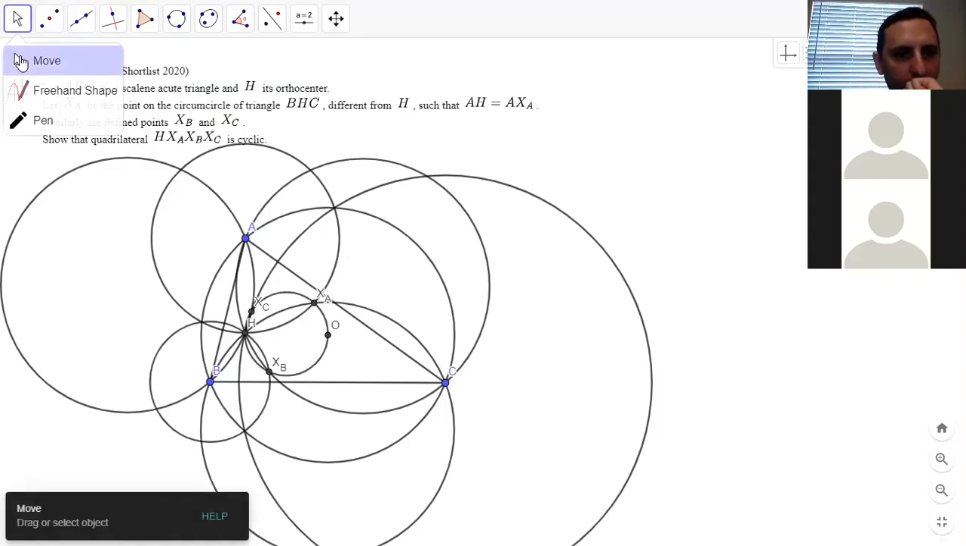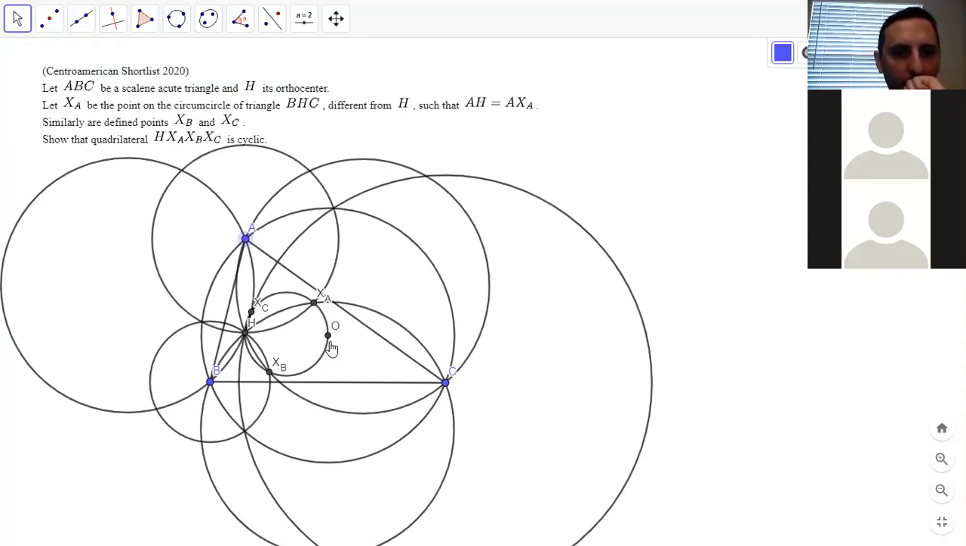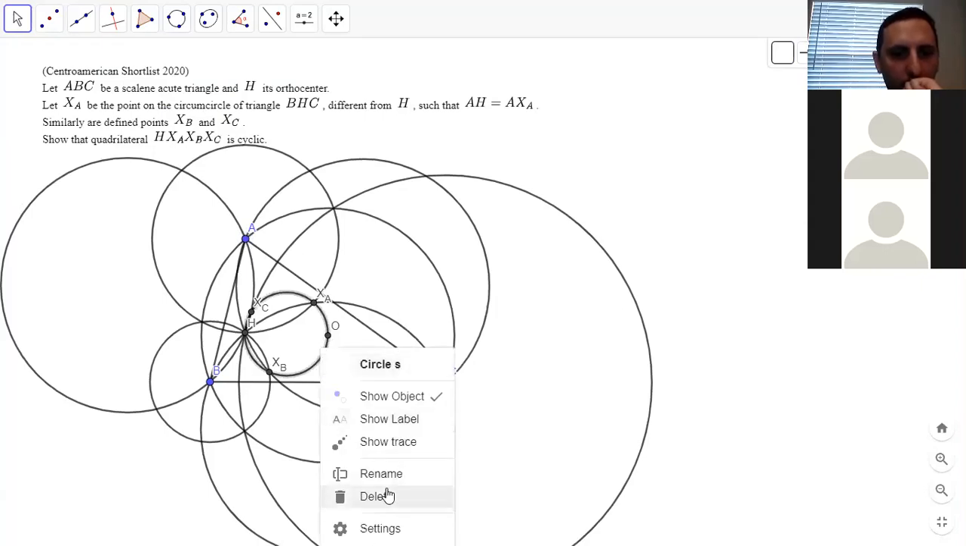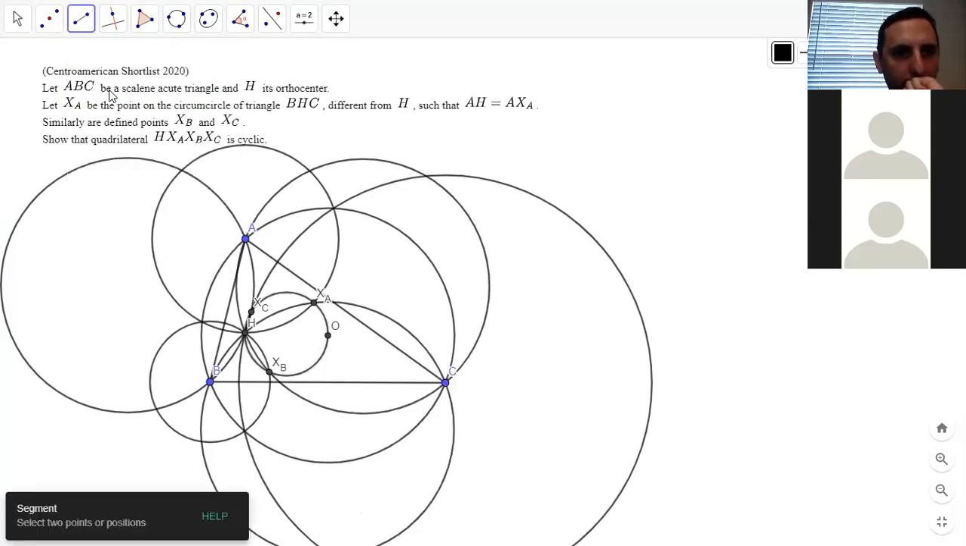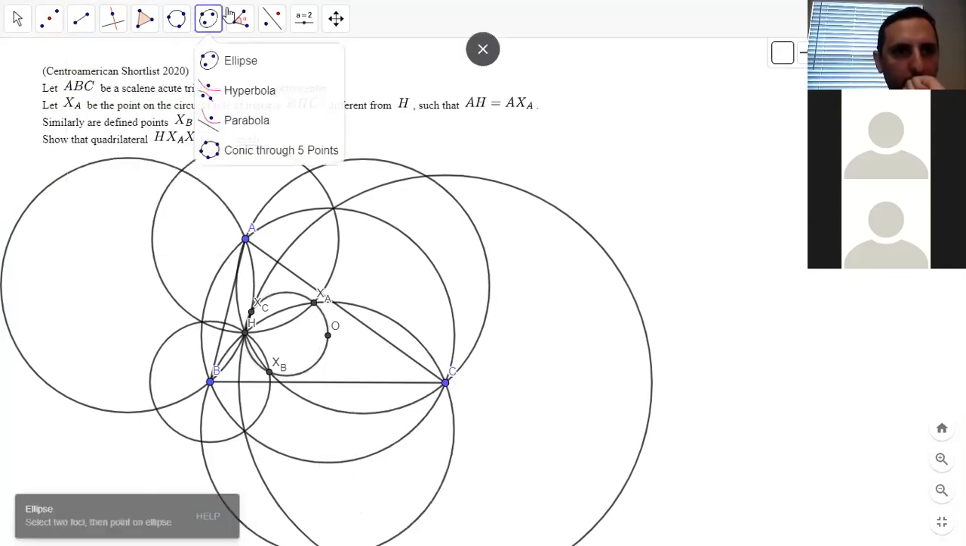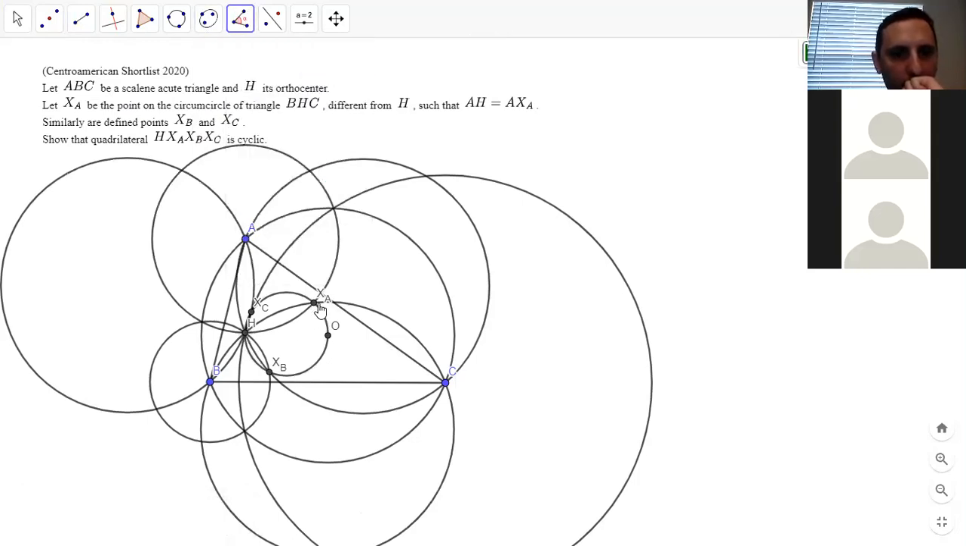So really we just need to show that H, XA, XB, and O are cyclic, and then by symmetry, the other would follow. So maybe is HO a diameter of that circle? It looks like it might be. Maybe this is an easy problem. Yeah, we just need to show angle HXAO is 90.